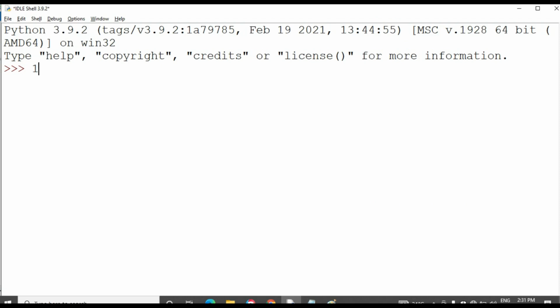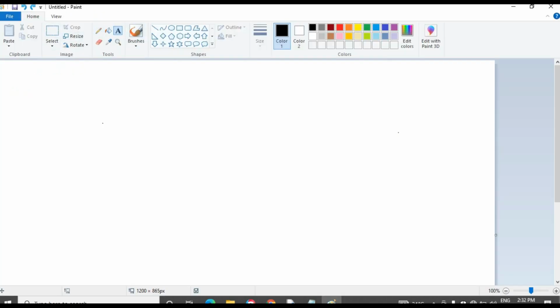I am going to perform the bitwise left shift operation between some integers. I am taking 12 left shift 2. It gives a value 48, but we don't know how the interpreter has performed the operation and gives a result as 48. Let's see how the interpreter has performed it.